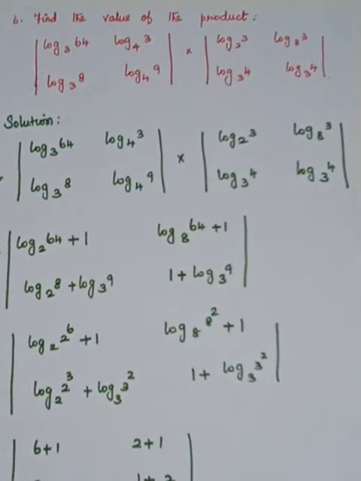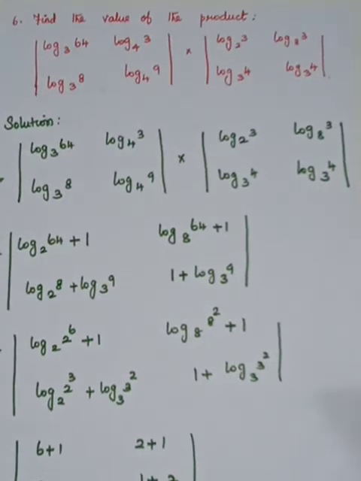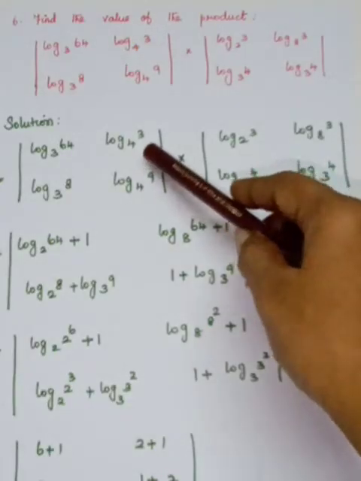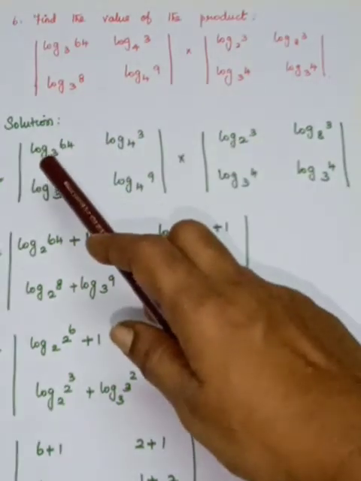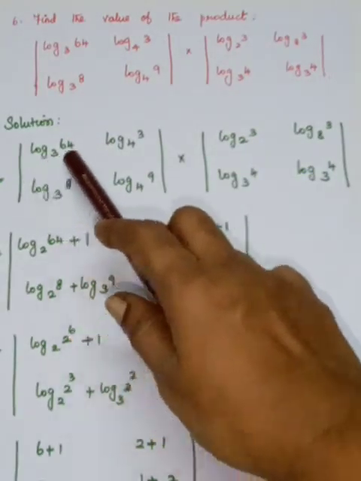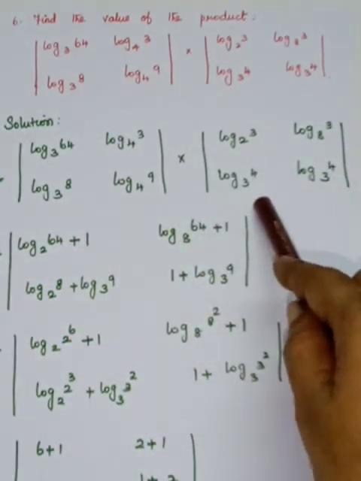So see the sixth problem. Find the value of the product. So the entries are in the logarithmic function. So see now, log 64 to the base 3, log 3 to the base 4, the first determinant. So determinants means, as usual, you can multiply first row, first column.